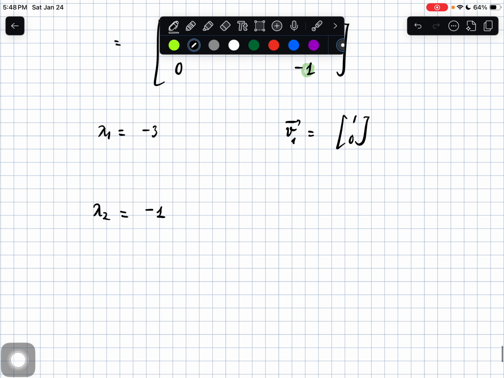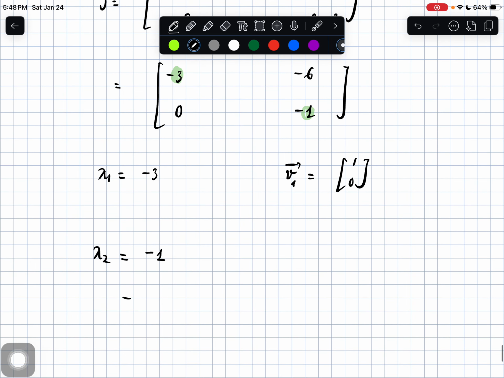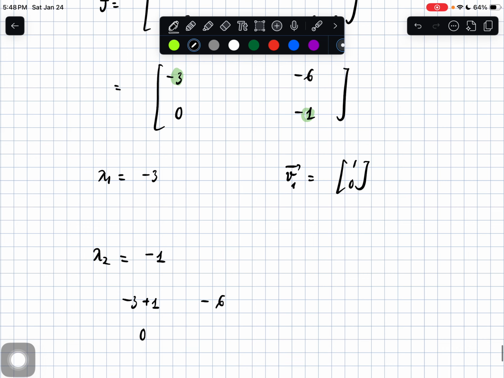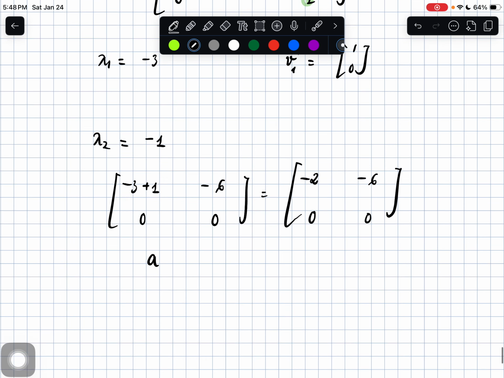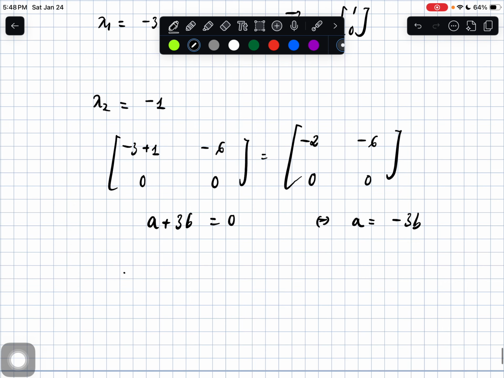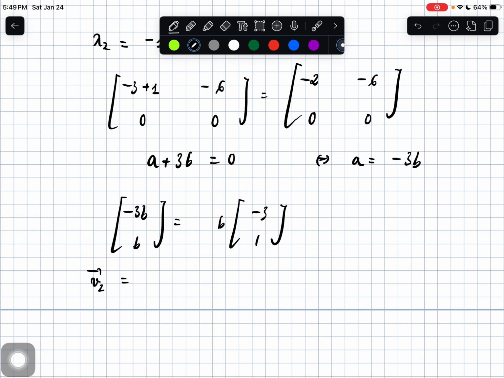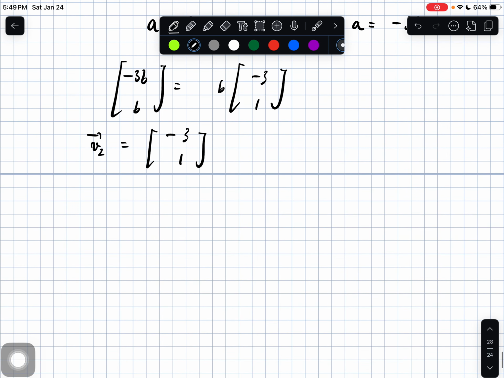Now we need to find V2. So minus 3 minus lambda 2, so plus 1, minus 6, 0, minus 1 plus 1, so 0. Minus 2, minus 6, 0, 0. A plus 3b, 0. A equals minus 3b, minus 3b, b. So minus 3, 1 will be the corresponding eigenvector. Now we can sketch the diagram.